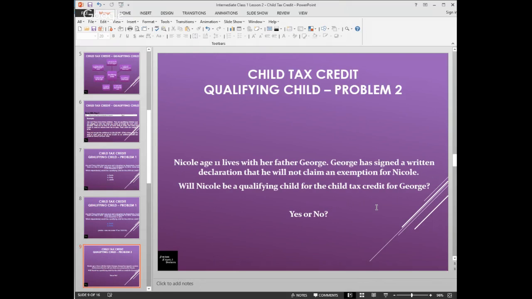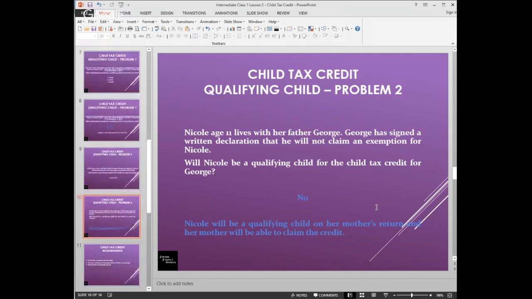Nicole is age 11 and lives with her father, George. George has signed a written declaration that he will not claim the exemption for Nicole. Will Nicole be a qualifying child for the child tax credit for George? In this instance, no, because Nicole will be the qualifying child on her mother's return, and her mother will receive the credit. So even though George is the custodial parent, because he is not claiming the exemption, it says here he will not claim the exemption. So when he chooses not to claim the exemption, he does not get the credit.